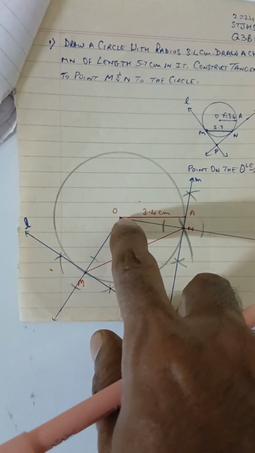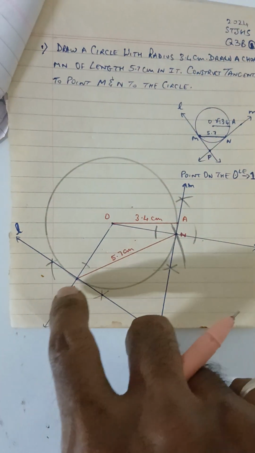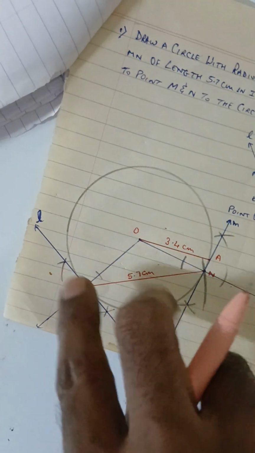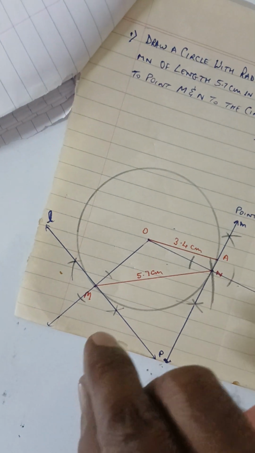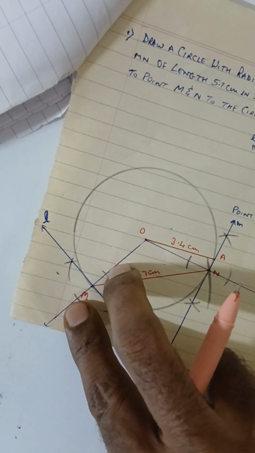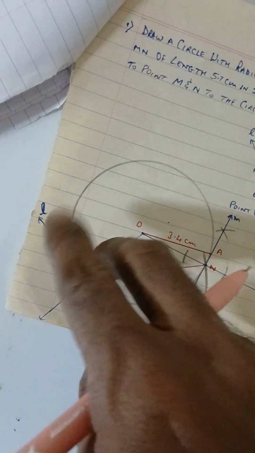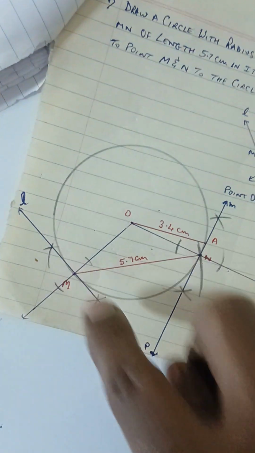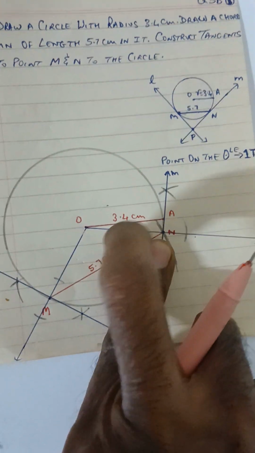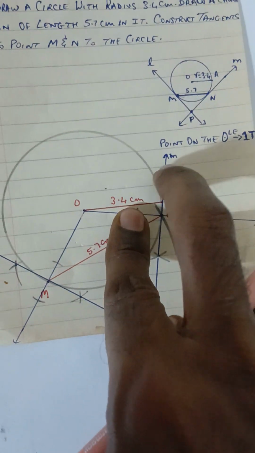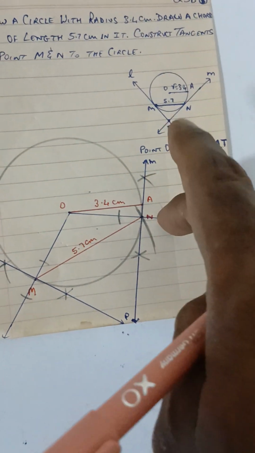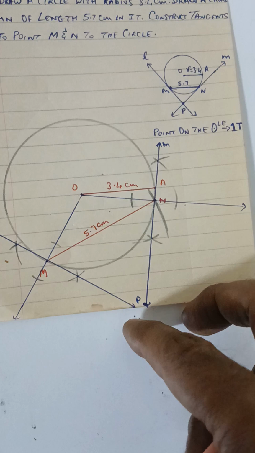Now extend the radius OM and ON, keeping the compass on M, drawing arcs on either side. Any measure, just about 1 centimeter or more than half, you could say. Take the measure of both the arcs, draw arcs up and down, draw the tangent. Repeat the same process at point N, draw arcs on either side, and take the measure of the arcs, draw arcs up and down, top and bottom, join the arcs, draw the tangent.